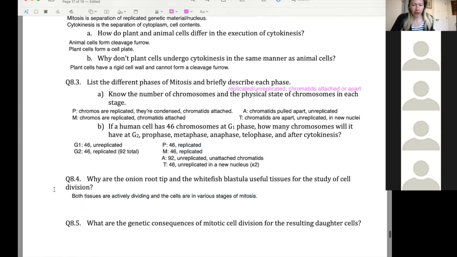So genetically, the two daughter cells that result from mitosis, what do those daughter cells look like? Are they identical or are they different? They're identical to the parental cells. Exactly. The daughter cells are identical to each other and to the parent cell from which they derived.